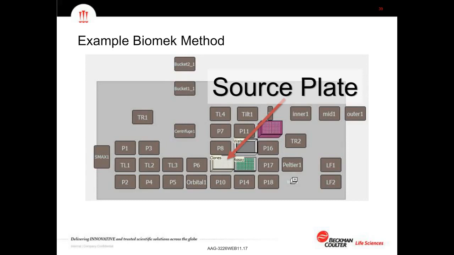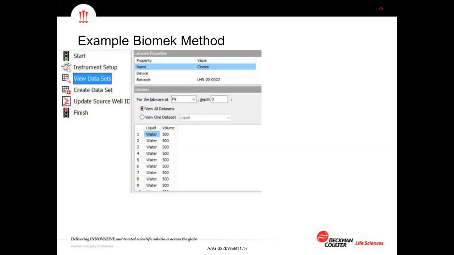So if we look at this method on the left-hand side, we have an instrument setup step, and before we do anything data related, we can look at what data exists on this plate. And by default, the Biomek and SAMI software will automatically track the liquid type and the starting volume that is in the plate. So before you even begin, you have data on your plate in the system, whether you know it or not.